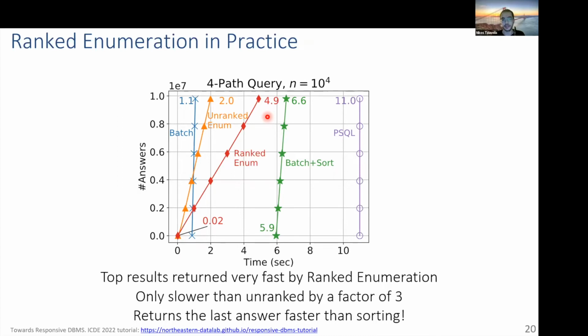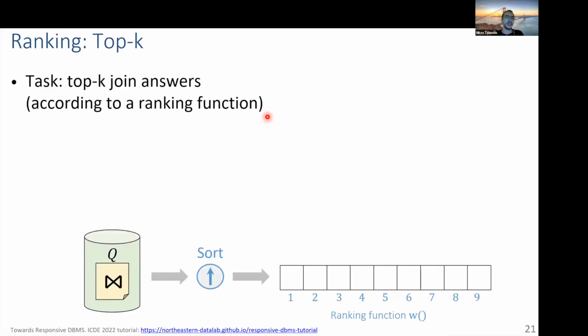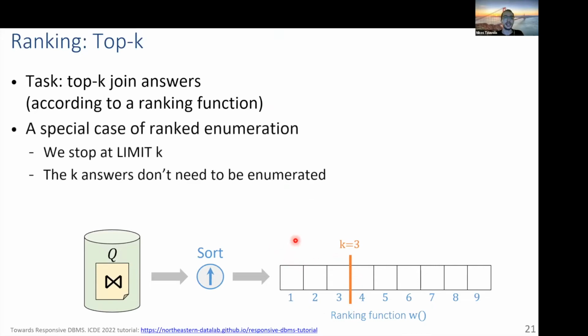We will see later how this is possible and how we can exploit certain properties of the join to do the sorting faster. A special case of ranked enumeration is the well-known top K paradigm, where we want the top K answers. And this is essentially the special case where we have a fixed cutoff, and we don't really care about enumerating. We just want the top 3 answers here. And essentially, we have a limit K in the query.